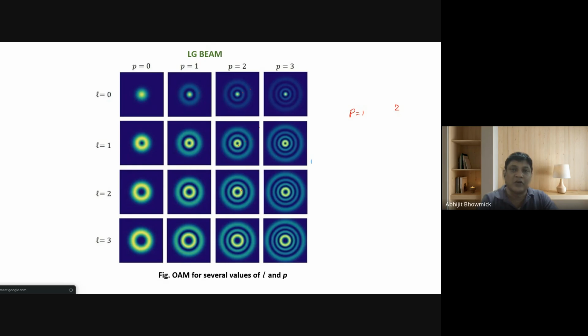But if I increase the value of L, the width of each ring increases. The width of each ring increases as the value of L increases. That means the modes affect the radial distribution, and P gives you how many concentric rings there are.